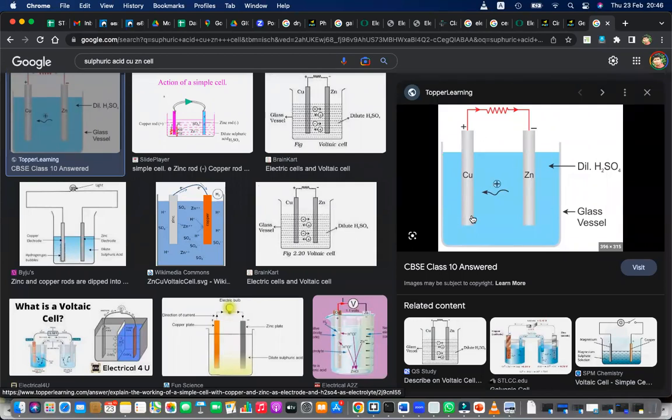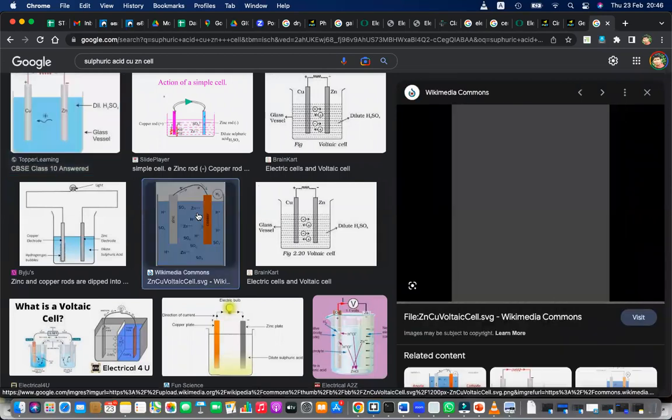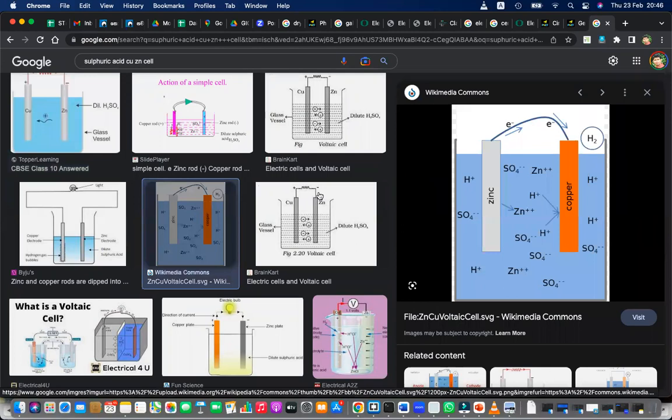Zinc and copper, you can see this is working as a minus and this is working as a plus. So actually what will happen? You can see this is the reaction. But this you will learn in the future grades. The zinc reacts with the sulfuric acid, and hydrogen is released from this side.